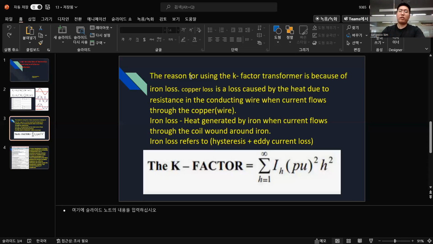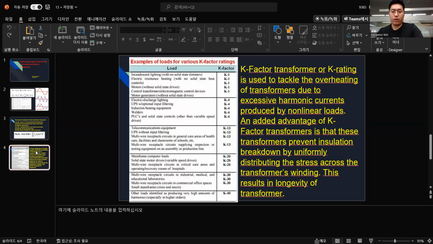So look at this. The reason for using the K-factor transformer is because of iron loss. Here, K-factor transformer or K rating. Depending on the load, they recommend that for this kind of load, you need to use this kind of K factor. Okay, just consider. What I mean is K factor is used to tackle the overheating of the transformer due to the excessive harmonic current produced by nonlinear loads.